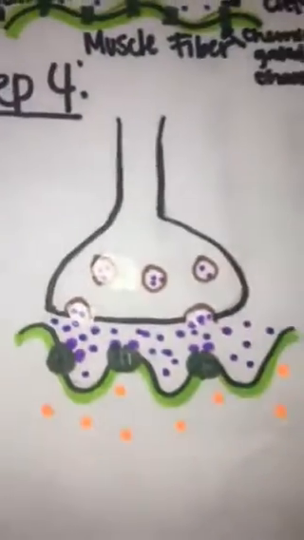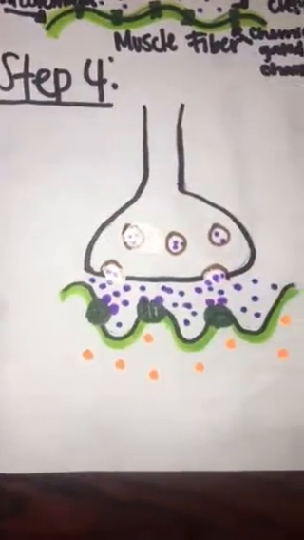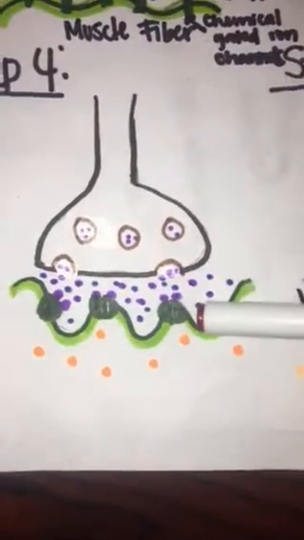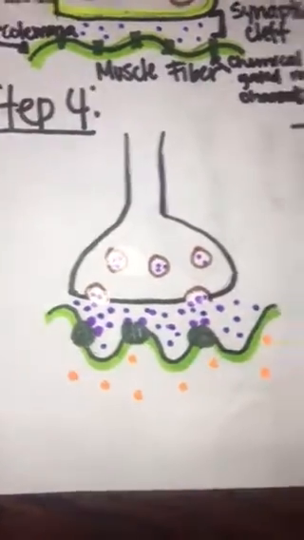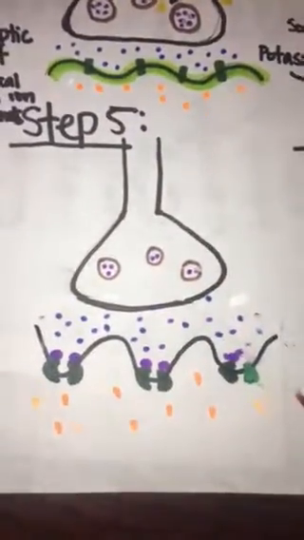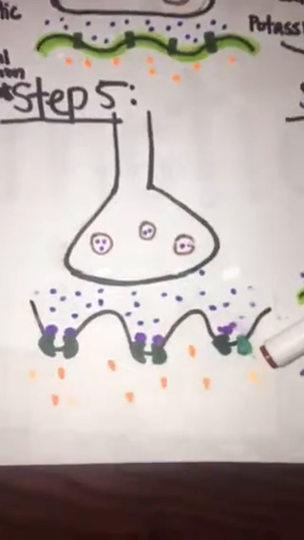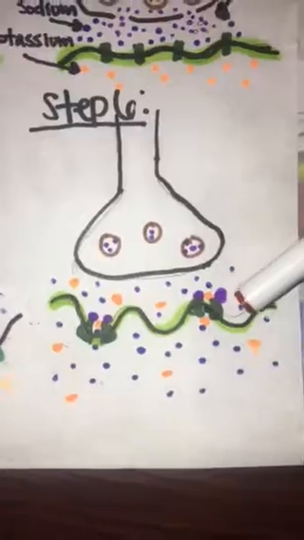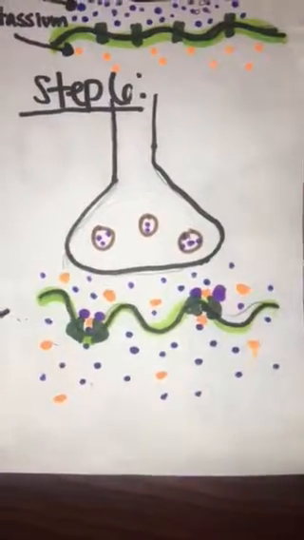At step 4, the neurotransmitter that diffuses across the synaptic cleft binds to the receptors of a chemical-gated sodium ion channel. At step 5, the binding of the neurotransmitters to the receptor causes the chemical-gated sodium ion channels to open. At step 6, the sodium ions diffuse across the sarcolemma, creating a new action potential within the muscle fiber.